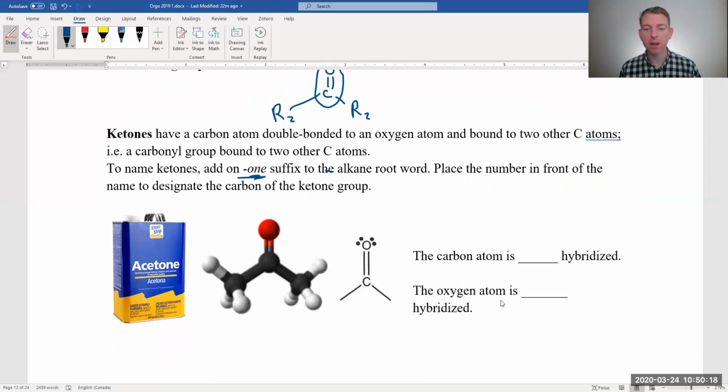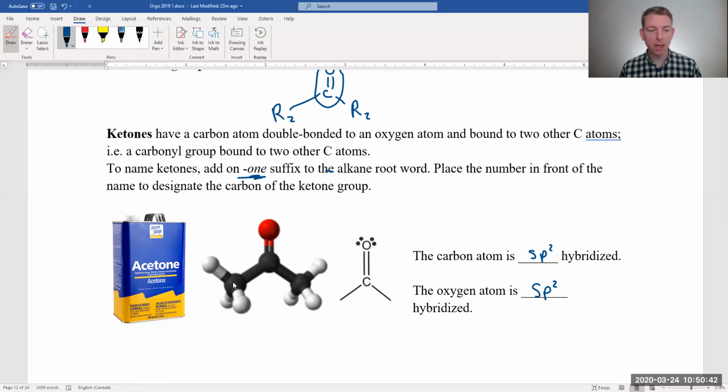First, we want to mention that the carbon atom, so we've got 1, 2, 3 areas of electron density. So this is sp2 hybridized. The oxygen atom, so it's got 1, 2, 3 areas of electron density. So same thing, now it's sp2 hybridized on the double bonded oxygen.